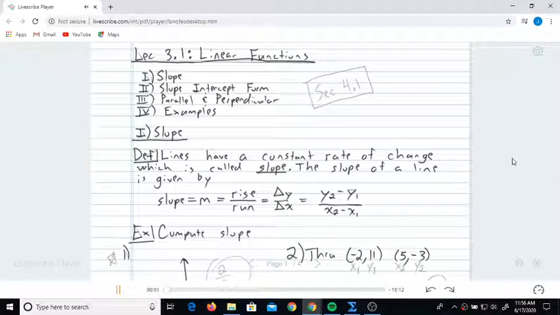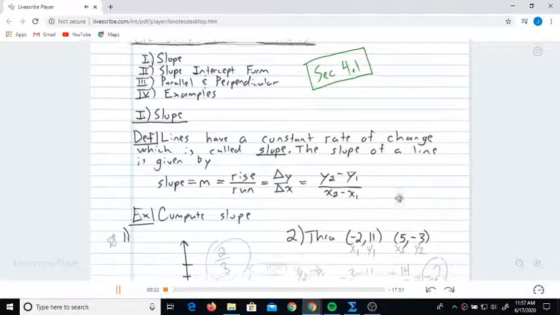Alright, here we have the first lecture of Unit 3, which will correspond to Section 4.1 from the textbook. So just a heads up, a large portion of this unit is going to be based on Chapter 4 from the textbook. And the topic of this lecture is linear functions. And we're going to open up with slope.